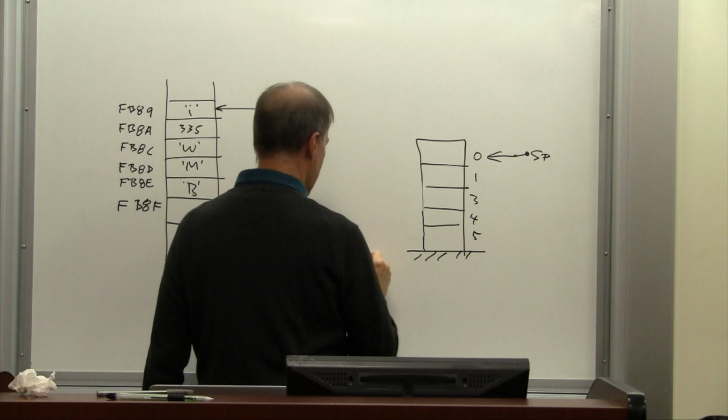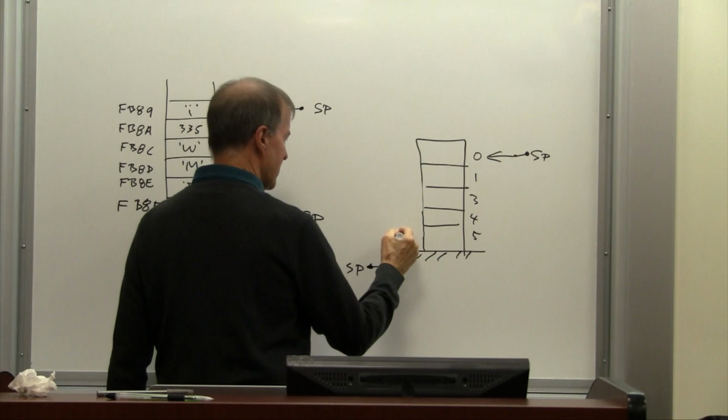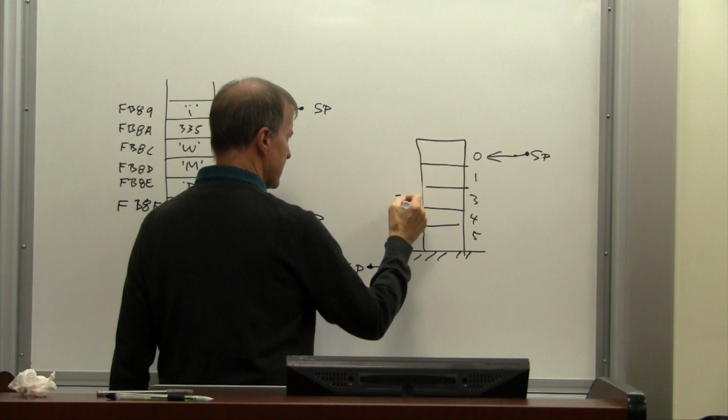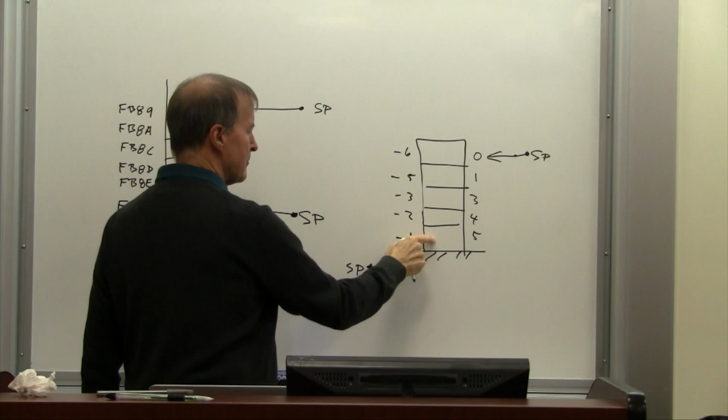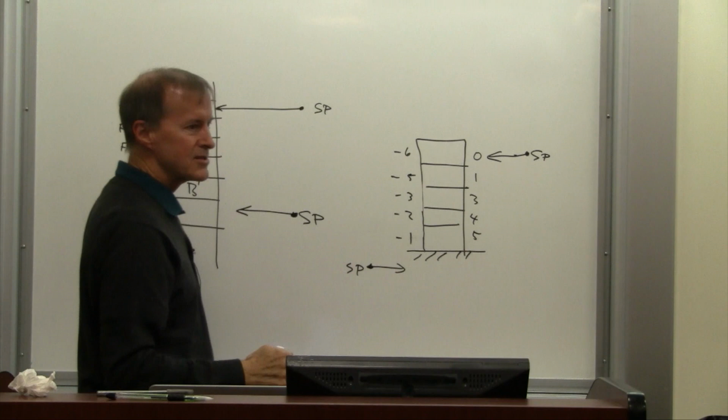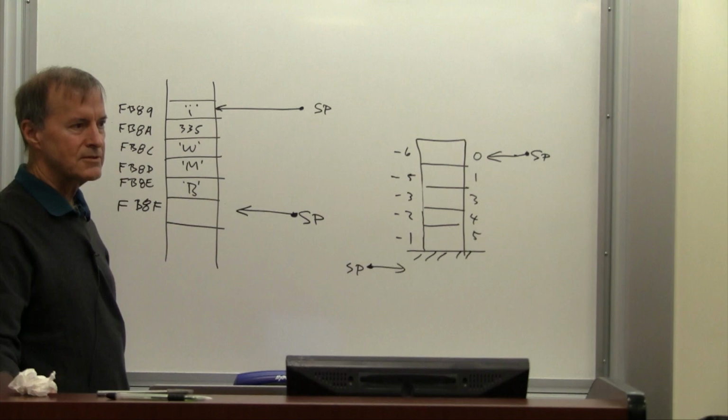When the stack pointer was here at the beginning, what was this address? This was what? Minus 1, this was what? Minus 2, this was what? Minus 3, this one was what? Minus 5, and this was what? Minus 6. So when the stack pointer was down here, we put minus 1 here, minus 2 here, minus 3. But then after the stack pointer got here, we accessed them this way. Now does everybody see how that works? This is low-level hardware details.